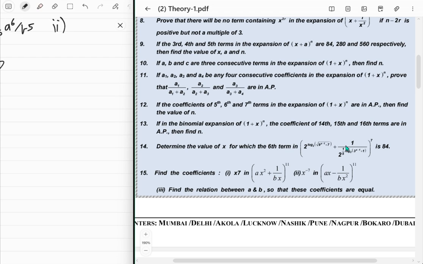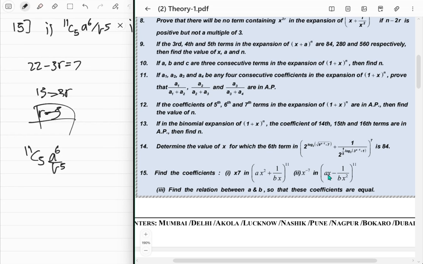you want x power negative 7 in this thing. So same kind of thing. I mean, it's got x and x squared right there. Now it's going to be different. It's just 11 minus of minus r minus 2r, so minus 3r is equal to negative 7. 18 is equal to 3r.